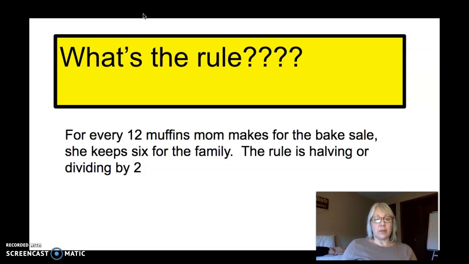So what's the rule? The rule is for every 12 muffins Mom makes for the bake sale, she keeps 6 for the family. 6 is half of 12. So the rule is halving or dividing by 2, which is the same thing as halving or cutting it in half.